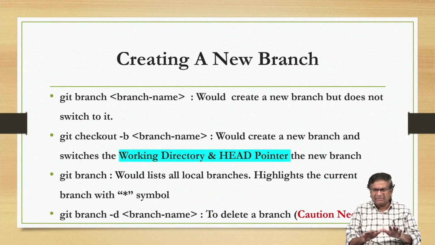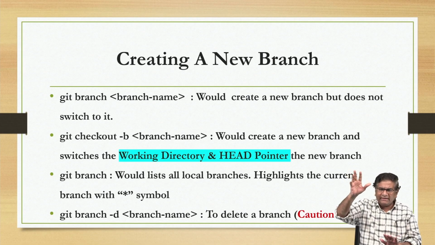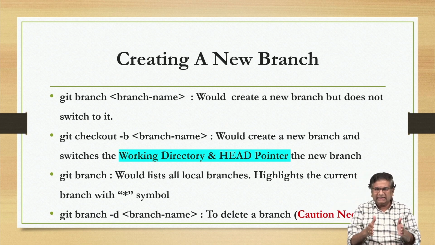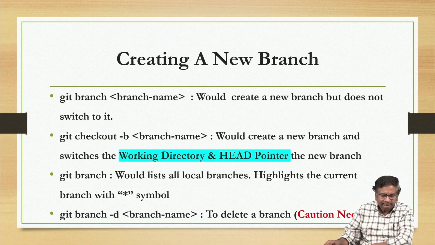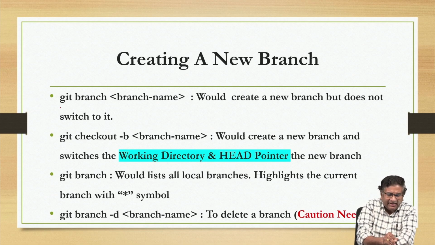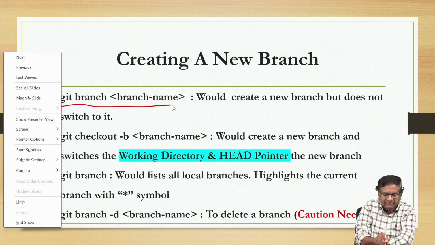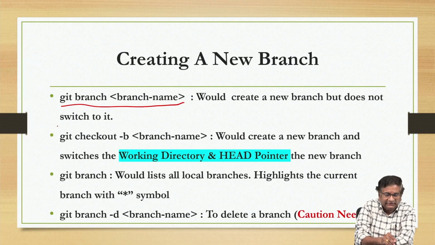Now in this, I'm not talking about a hosted environment like GitHub or GitLab. I'm only talking about creating branches locally, right? So local Git I want to attack. Now how to create a branch? For creating a branch, the command is git branch name. It would create a new branch but doesn't switch to it.